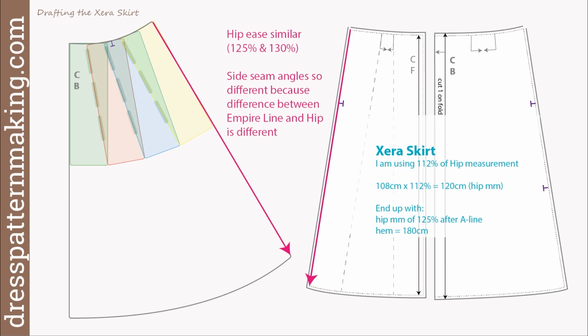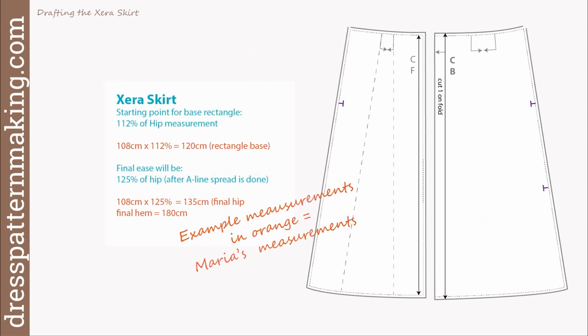Now the reason why the shapes of the skirt look so different, even though the ease at the hip is similar, is that the basic A-line skirt does not have pleats, so the empire line measurement is much smaller than the zero skirt measurement at the empire line. Therefore, the side seam angle is much greater. So I recommend using 12% of your hip measurement as ease in the hip.